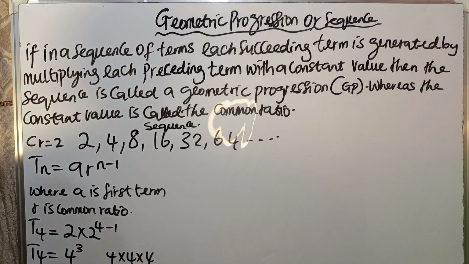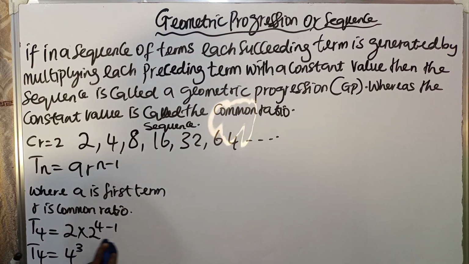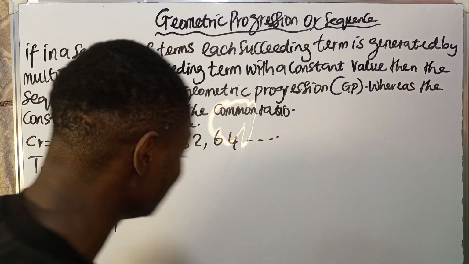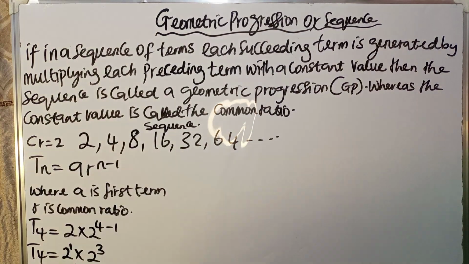Okay, sorry, I made a mistake. I did not make use of normal indices, sorry. So this thing is 2, right? Now times 2 to the power of 4 minus 1 will give me 3, right? So you know that this thing is 2 to the power of 1. Since the bases are the same, we are going to have 2 to the power of 1 plus 3, which is 2 to the power of 4. So can you see it?